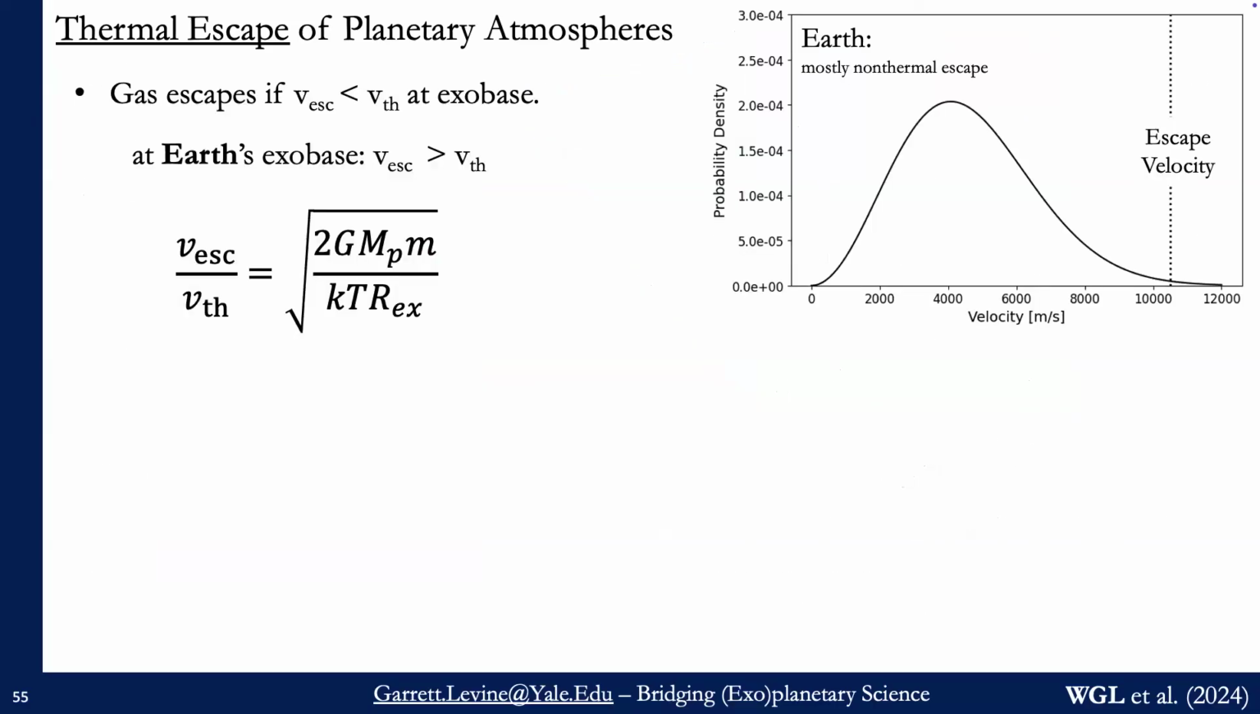On Earth's exobase, the particles are generally going much slower than the escape velocity, and that's good for us. That means our escape rate is only around 3 kilograms per second, and most of that actually comes from non-thermal processes like charge exchange. Here's a Maxwell-Boltzmann distribution of what the gas is doing at Earth's exobase, where only the tail of that distribution is escaping. That places us in what we would call the Jeans escape regime.